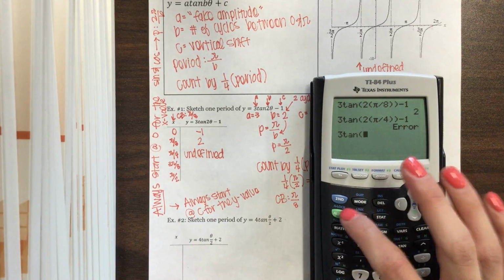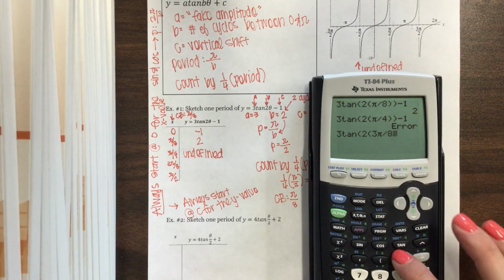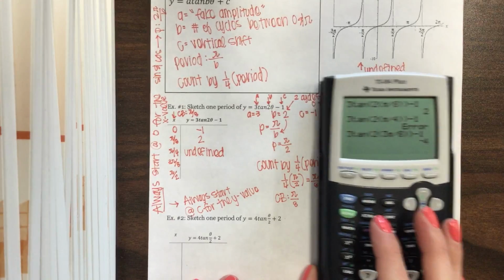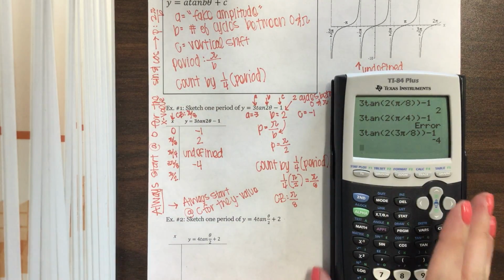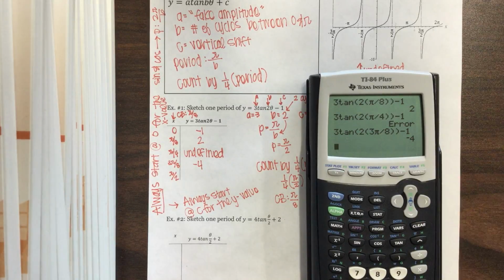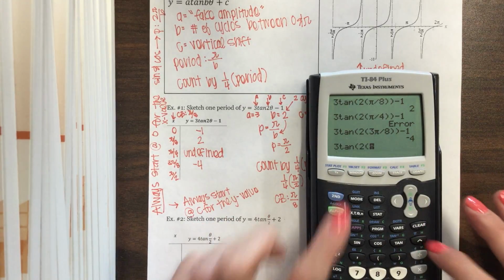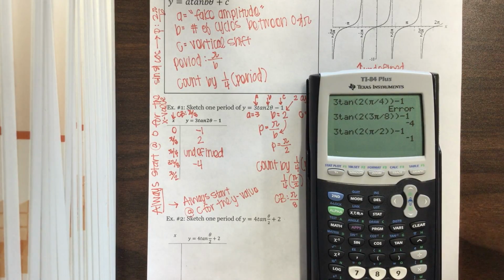Then I'm going to put 3 pi over 8 into here. So I do 3 tangent of 2 times 3 pi over 8, subtract 1, and I get -4. So this right here is -4. Okay, then I'm going to do the same thing for pi over 2. So 3 tangent 2 times pi over 2, close the parentheses, minus 1, and I get -1.